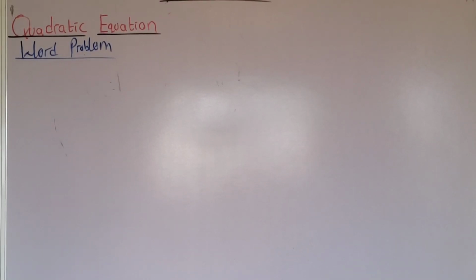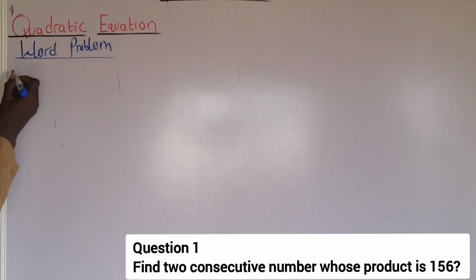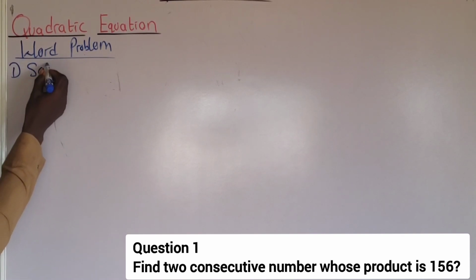In this class, we are going to learn how to solve word problems leading to quadratic equations. Okay, let's start with the first question. Find two consecutive numbers whose product is 156. Okay, we are given that the product of these two numbers is 156. Solution.